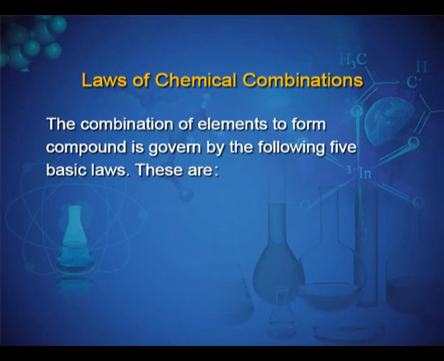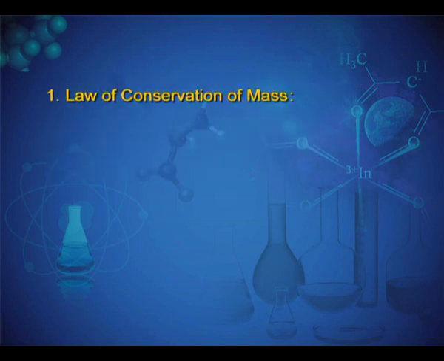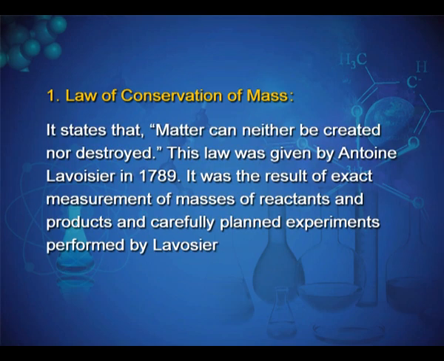Further, we will move to the laws of chemical combination. The combination of elements to form compounds is governed by the following 5 basic laws. The first law is the law of conservation of mass. It states that matter can neither be created nor destroyed. This law was given by Antoine Lavoisier in 1789. It was the result of exact measurement of the mass of reactants and products and carefully planned experiments performed by Lavoisier.